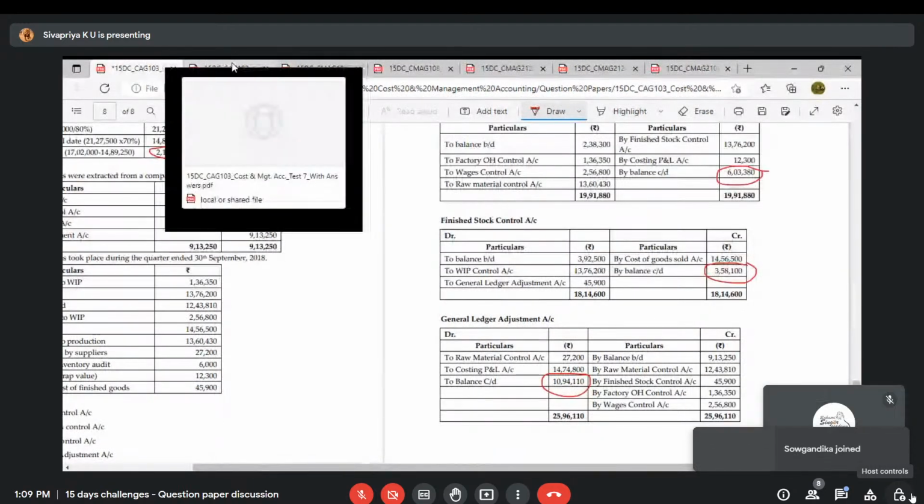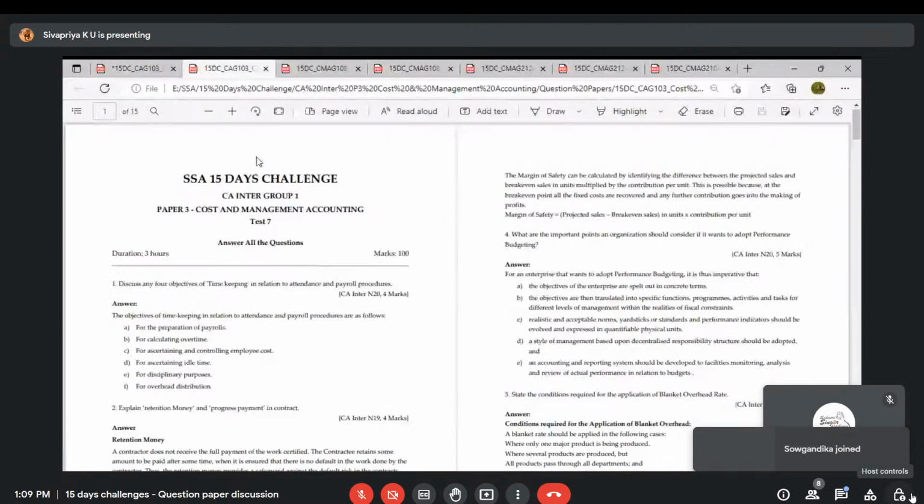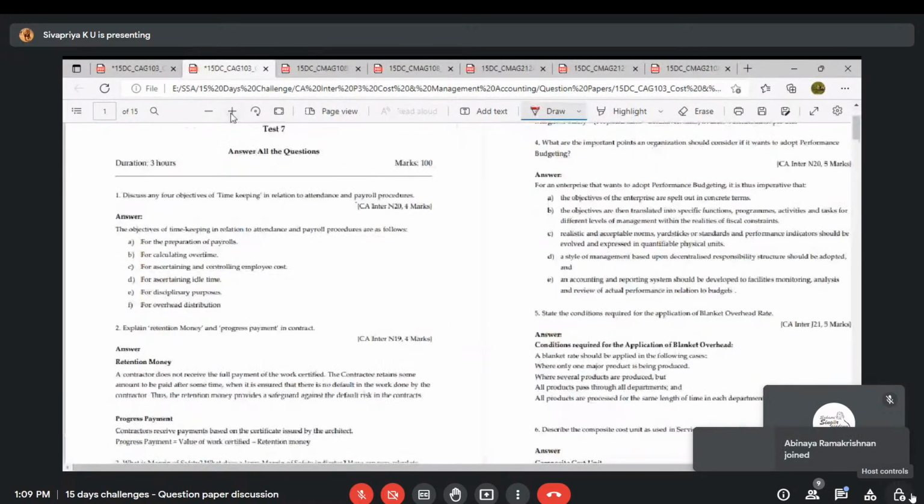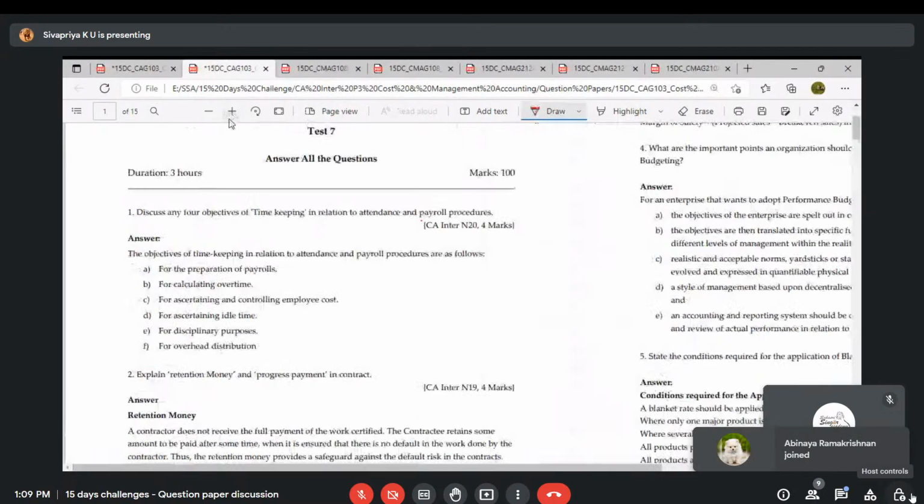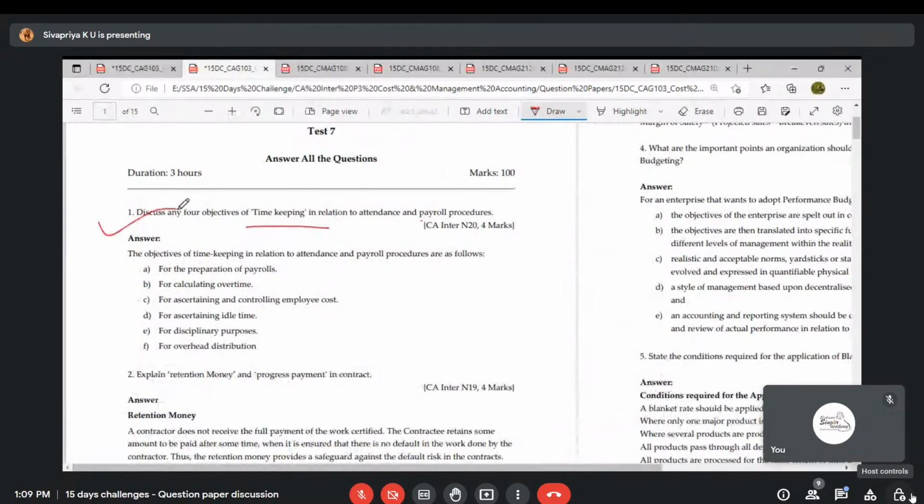Now CA Inter Group 1 costing. Test number 7. 100 marks test. Discuss any 4 objectives of timekeeping. So it's a 4-mark question. Any 4 points for 4 marks.